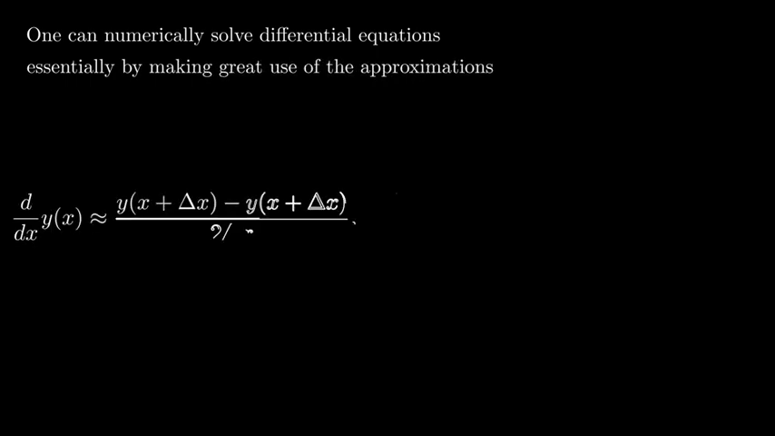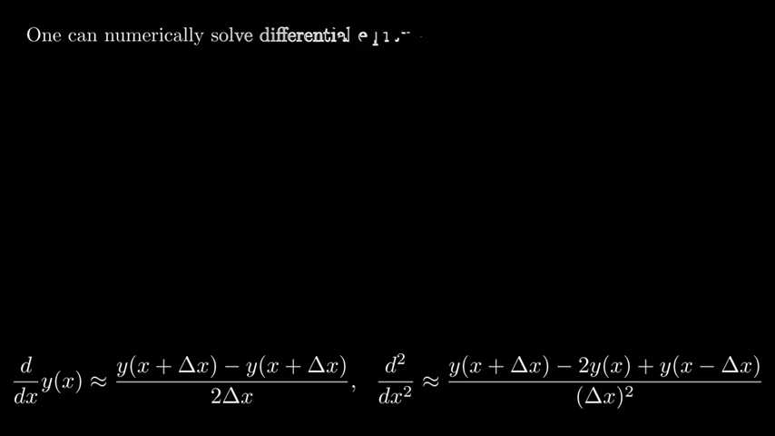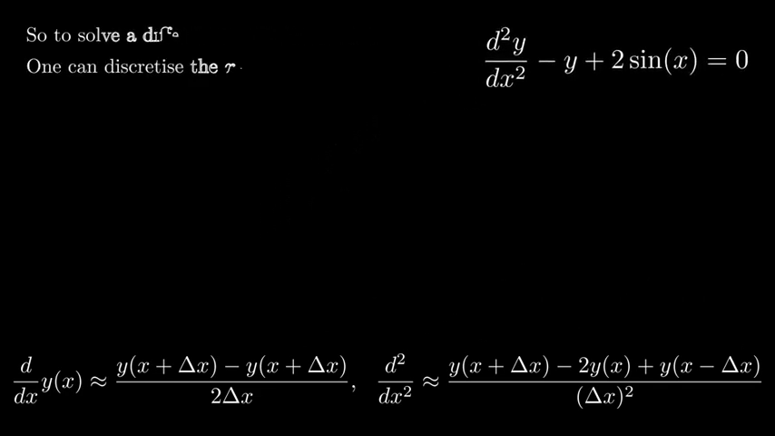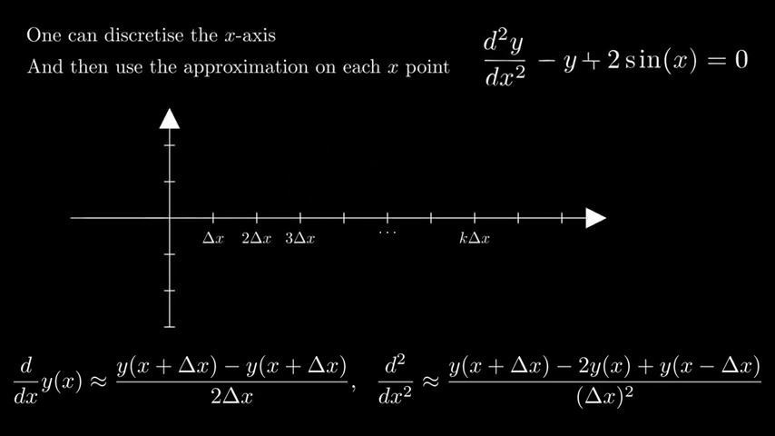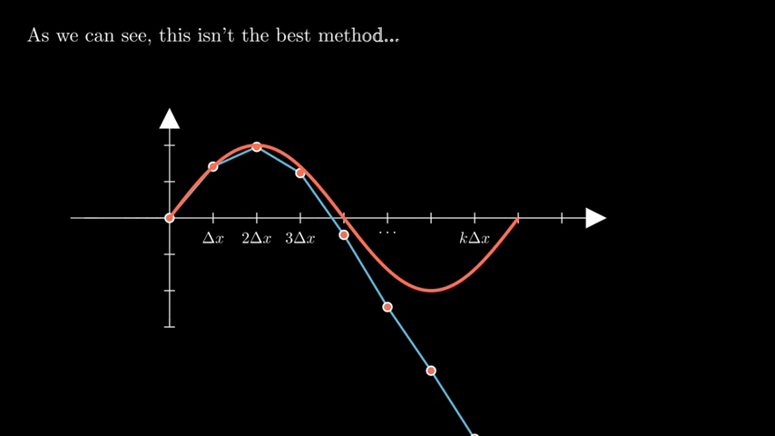One can numerically solve differential equations essentially by making great use of the approximations of derivatives using the limit definition. For example, if we're dealing with the differential equation d2y by dx squared minus y plus 2 sine of x equals 0, we can discretize the x-axis and use approximations at each x point using these approximations for the derivatives. As we can see, this isn't the best method and it rapidly can diverge.